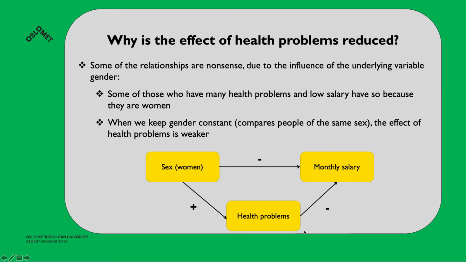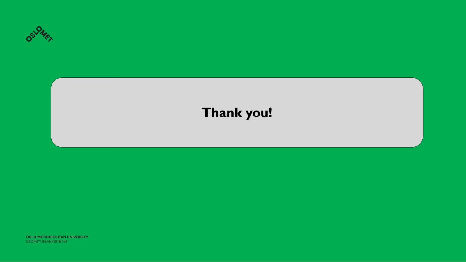So because this is partially spurious, the effect of health problems on monthly salary is overstated. Some of those who have many health problems and low salary have them because they are women. When we keep gender constant and compare people of the same sex, the effect of health problems is weaker. So this illustrates the importance of controlling for several variables, as we do in multiple regression analysis. So that was the e-lecture on multiple regression analysis. Thank you so much.